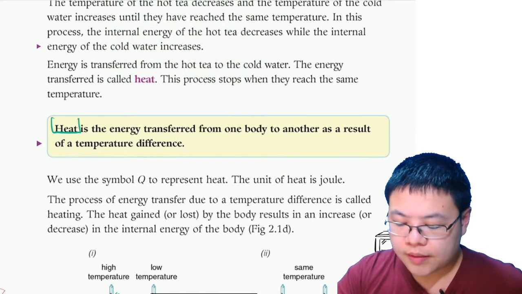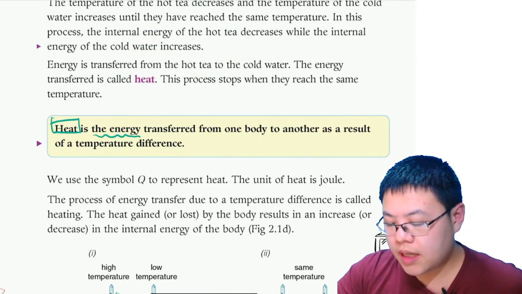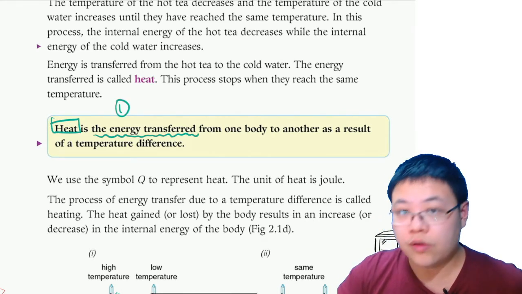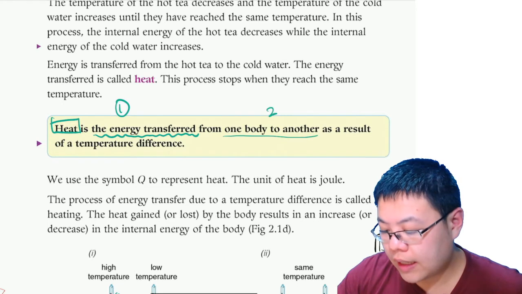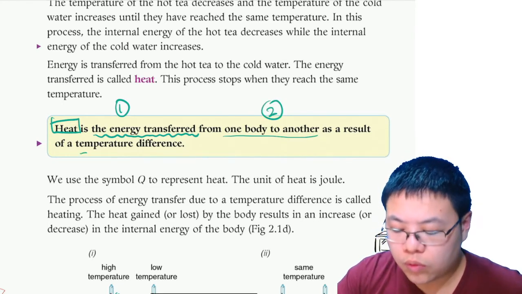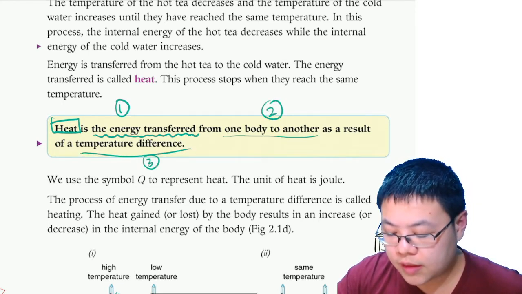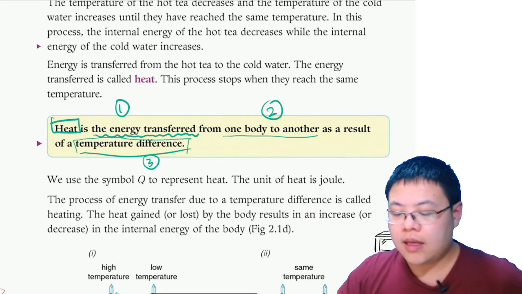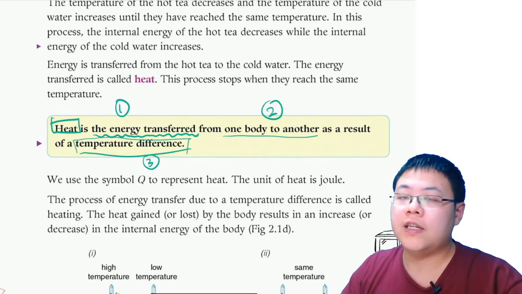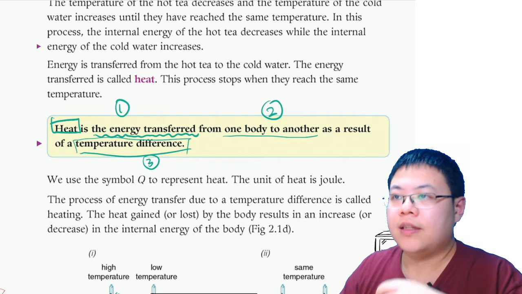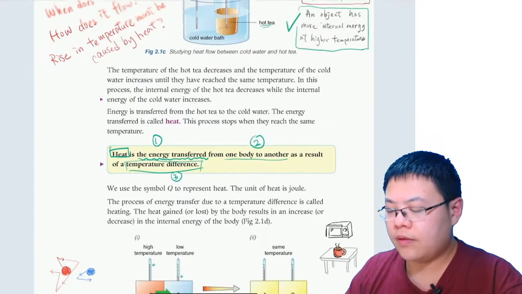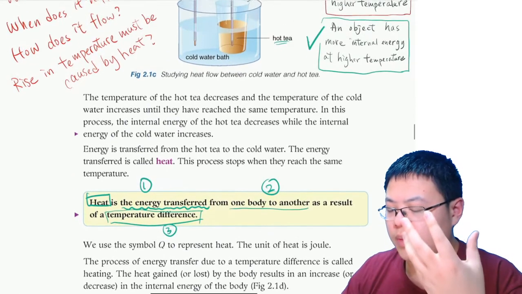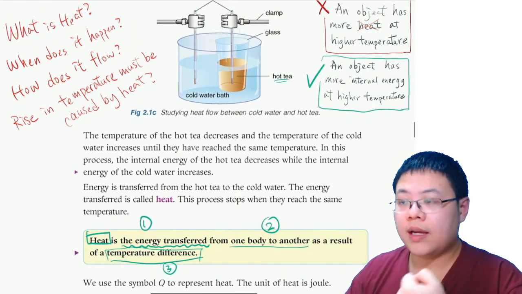Heat is the energy transferred from one body to another due to the temperature difference. Okay, it has to fulfill all these three characteristics. By definition, it will fulfill all of these. What does it mean to be from one body to another?